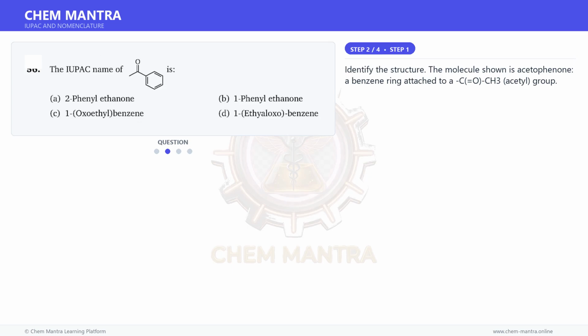Moving on to the next step. Identify the structure. The molecule shown is acetophenone, a benzene ring attached to a C=O CH3 acetyl group. Moving on to the next step. Identify the principal characteristic group. The carbonyl C=O of a ketone is the principal characteristic group, given the suffix -one.